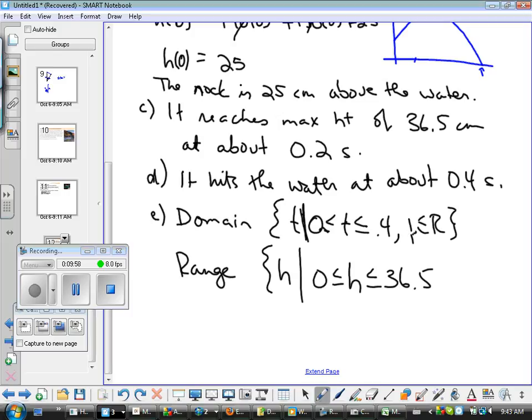The height has a maximum of 36.5 as we determined in C. So we know that h is greater than or equal to 0 and less than or equal to 36.5. And that's also an element of the set of real numbers. And yeah, so that's the domain and the range.